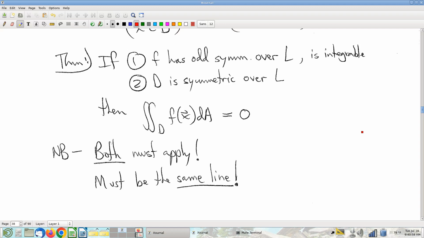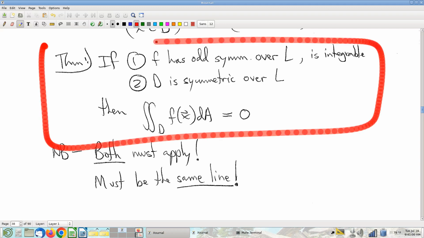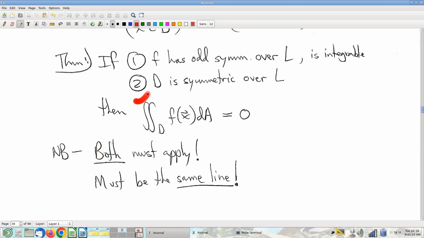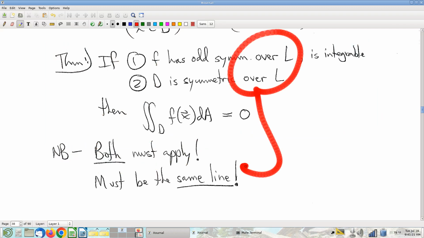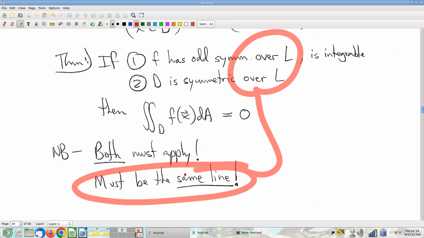So as much as I love this theorem, and I do, it's awesome, right? Careful. Be very, very careful. Double check it. Think it through. Don't race the clock. It's already going to save you a bunch of time, right? But make sure to check that you have thought through both of these conditions, and make sure that you're using the same line for both of them.